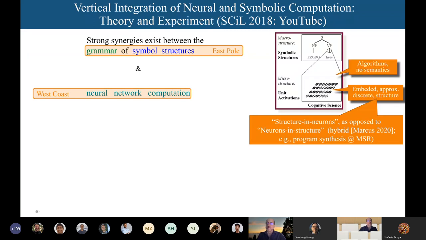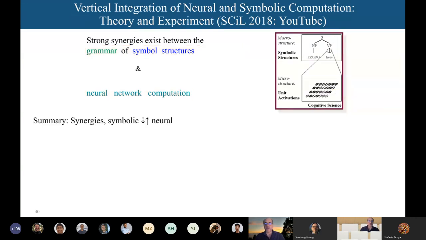Back to the vertically integrated system, at the lower level, the micro level, we have neurons that follow precise algorithms, but cannot be meaningfully interpreted. The macro level symbols can be meaningfully interpreted, but they do not follow precisely specifiable algorithms. This instantiates Hofstadter's general picture. So with that background out of the way, let me summarize the four theoretical synergies developed in this work.